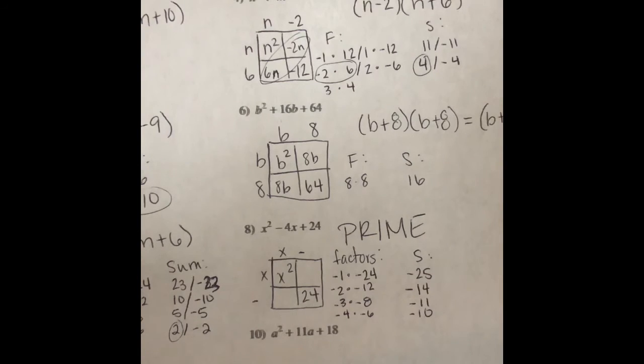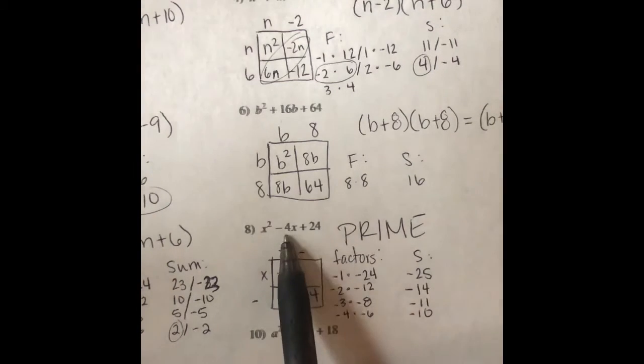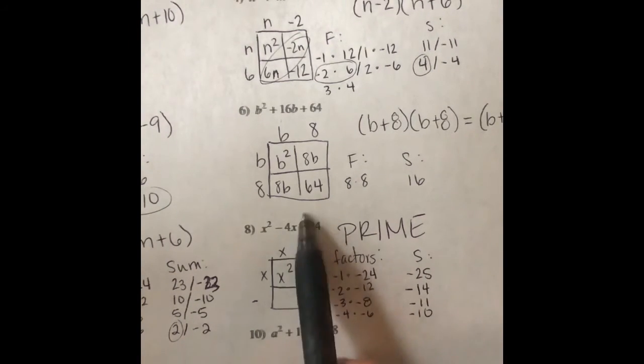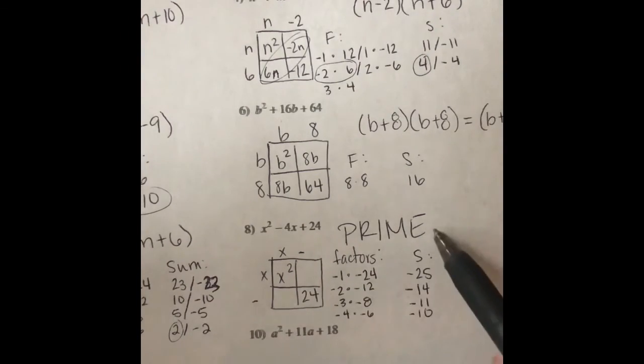If you can't find two factors that are going to add together to give you your middle number, but multiply together to give you your last number, we're going to call it prime.